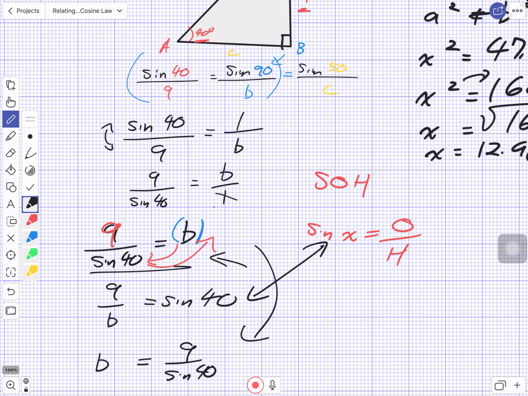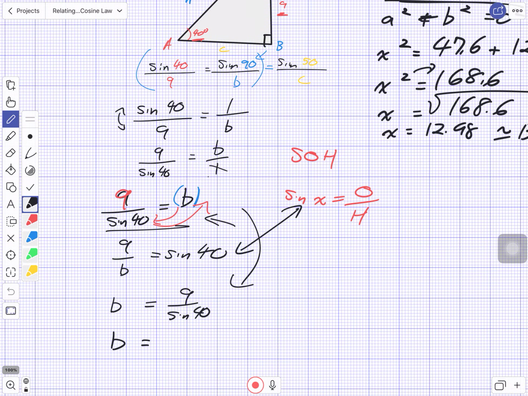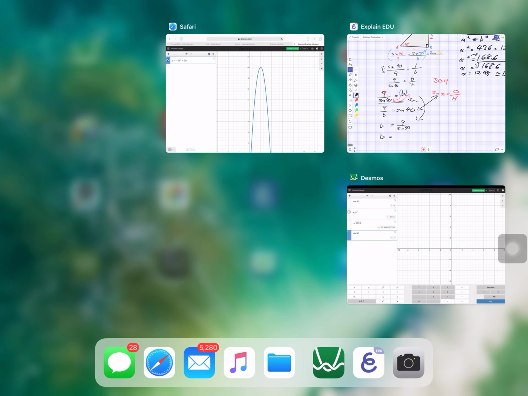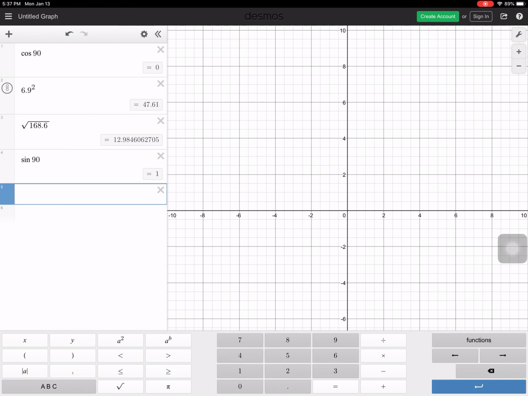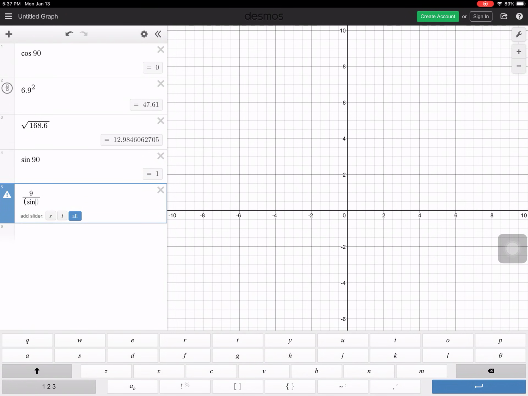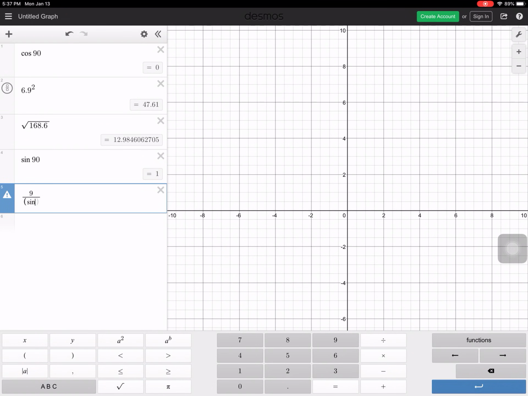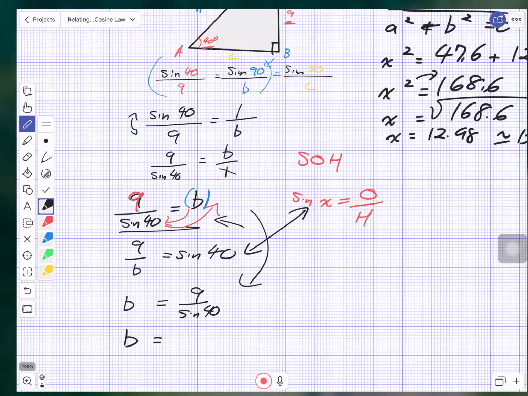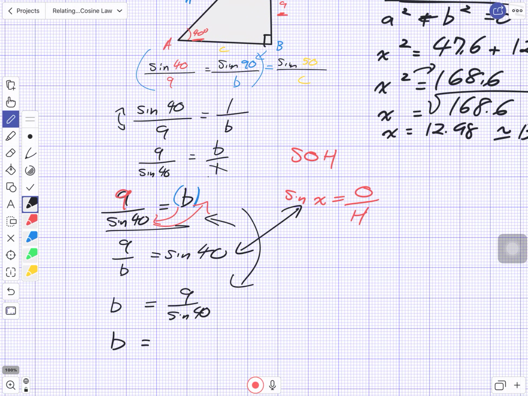I'll go type that into our calculator to see what we actually get for our hypotenuse. Yeah, you can help me too. That'd be great. 9 divided by sine 40 degrees. It's about 14. Is that what you get? Ah, okay. I got 14 as a possible answer here.